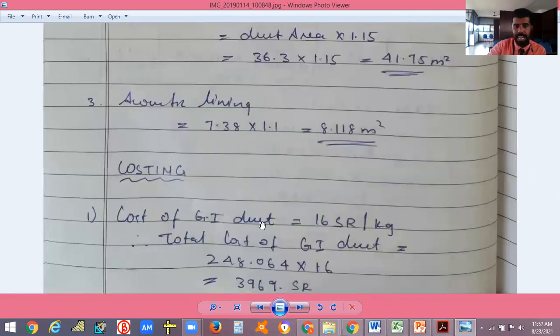So cost of GA duct. Here it is given as 16 SR per kg. SR means it is not in Indian rupees; I have given it in Saudi Riyal. According to different countries, it will change, right? Different currency. So here I have just chosen Saudi Riyal, not Indian rupees.